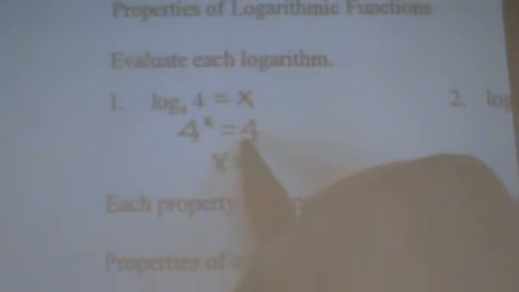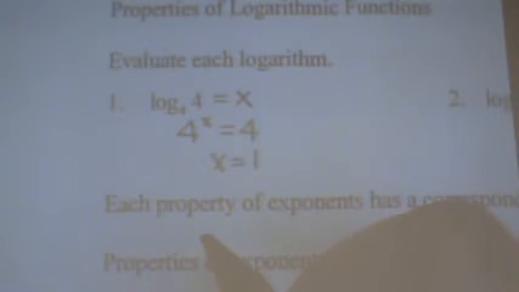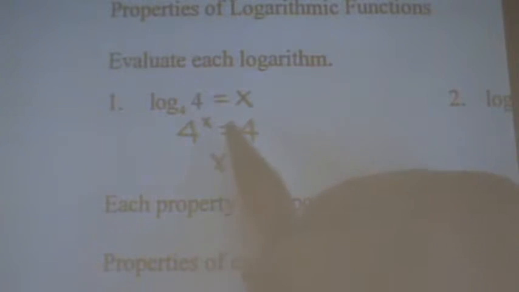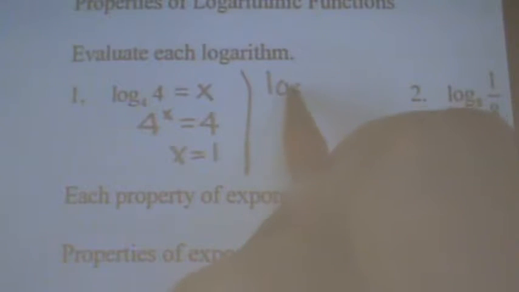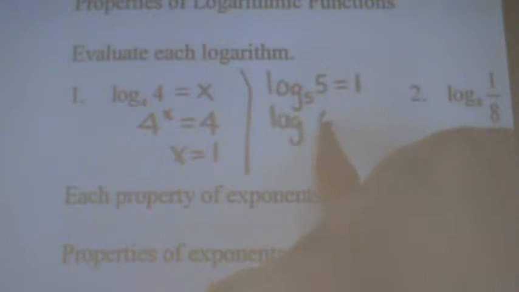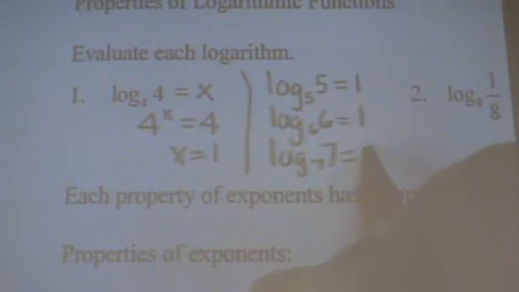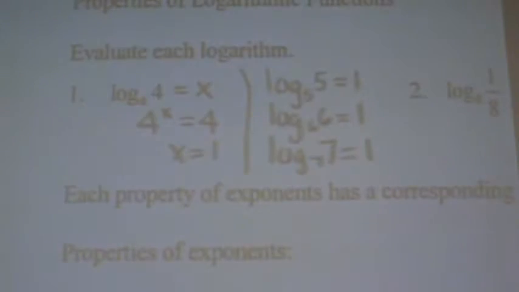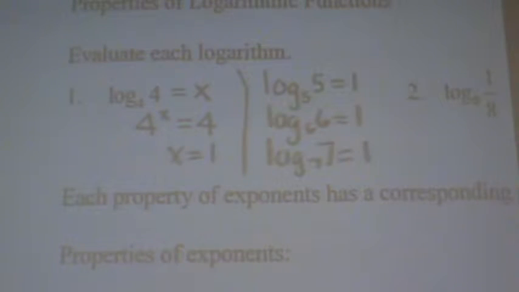So if you had a 1 here, these are the same numbers. 4 equals 4. Okay? Now I'm going to tell you, anytime you have these two numbers the same, think about it. If you had the log of 5 base 5, it would equal 1. If you had the log of 6 base 6, it will equal 1. Log of 7 base 7. Anytime these two numbers are identical, it's always going to be a 1. Okay?